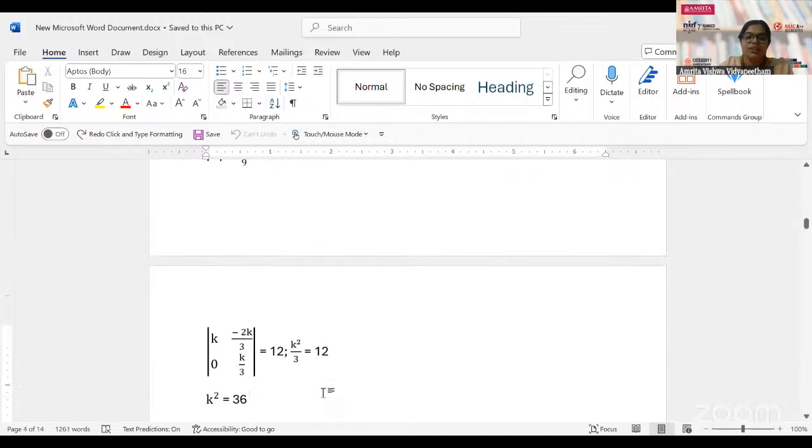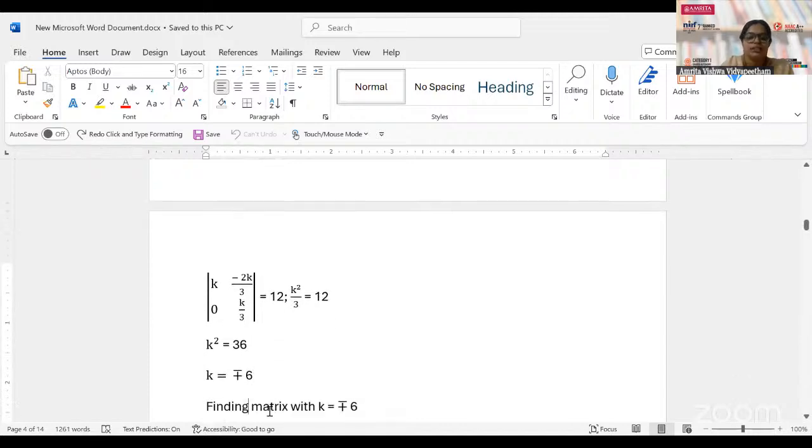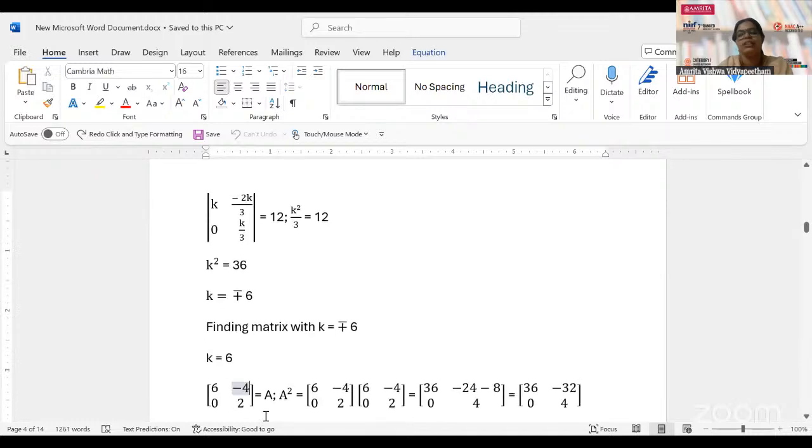So you have the value here. This determinant is equal to 12. You can find the value of k, that is plus or minus 6. Now with k, you have to resubstitute and find the matrix and then A square.